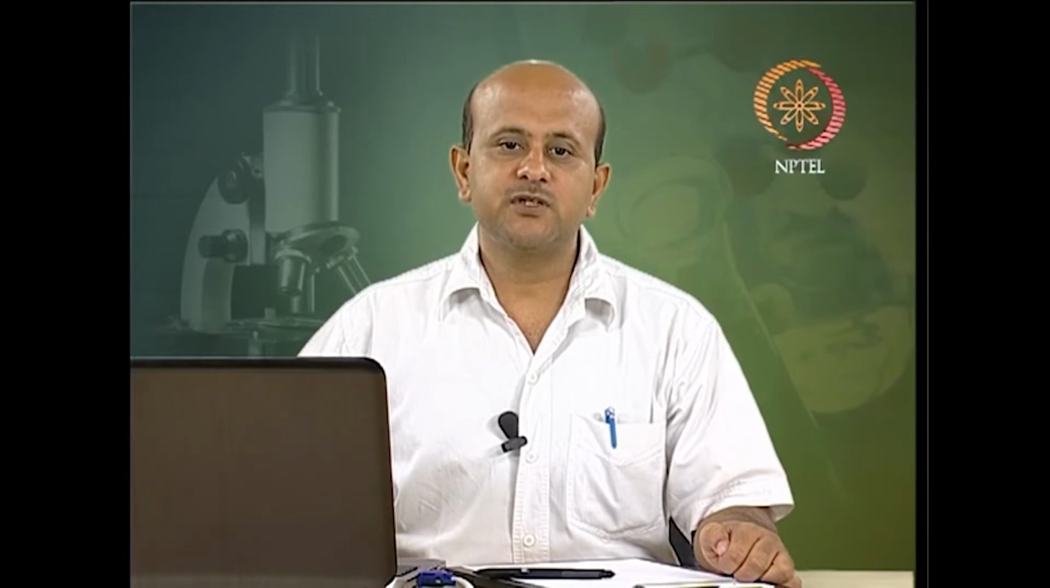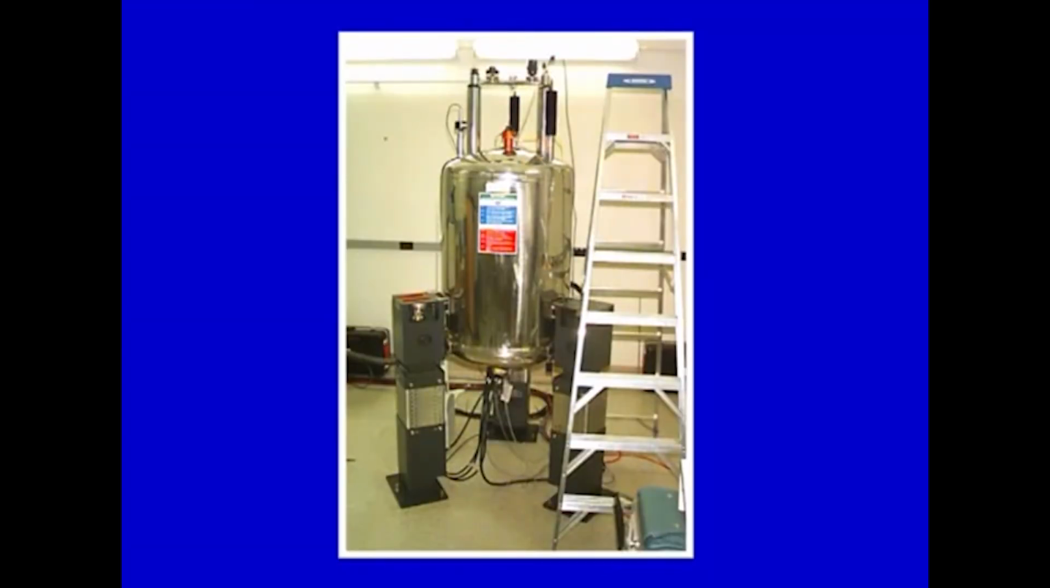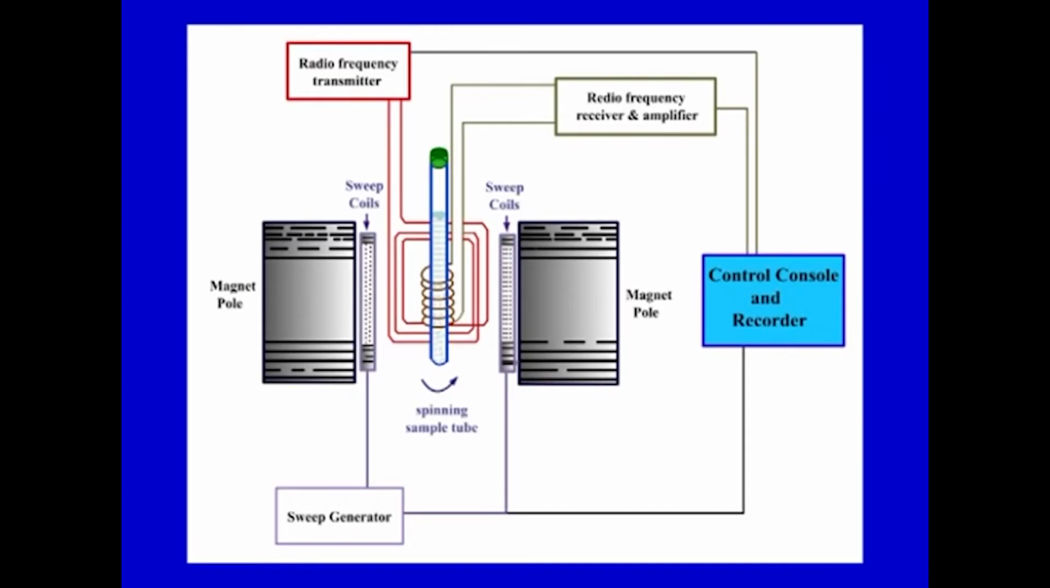The instrumentation part of this NMR technique, if you see here, this is how the whole instrument looks. It is a big cylindrical vessel where all the components are available. If we see in detail on your screen, there is a spinning sample tube, and it has a coil around the sample. These are sweep coils, and there is a magnet pole, or you can say very powerful magnets. There is a radio frequency transmitter which provides the radio frequency, and a radio frequency receiver and amplifier which will collect the signal.